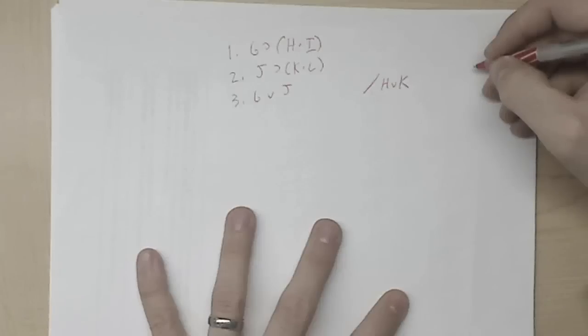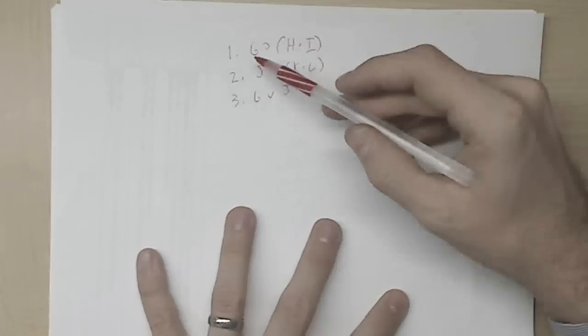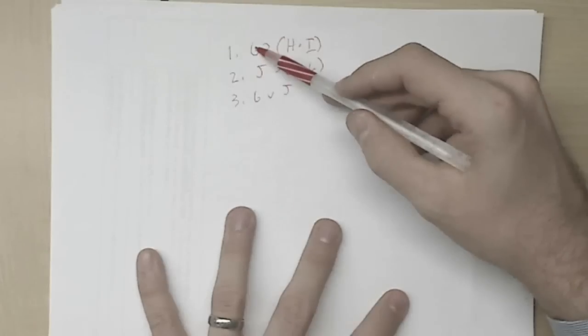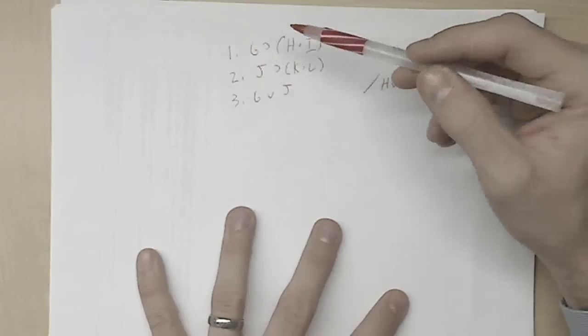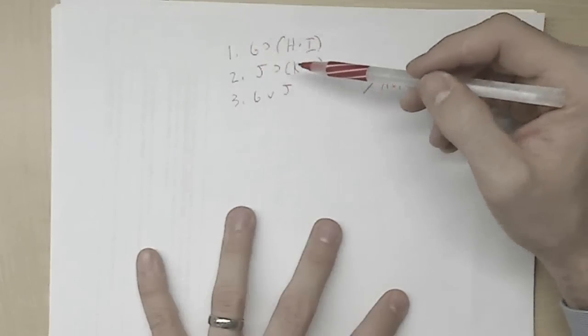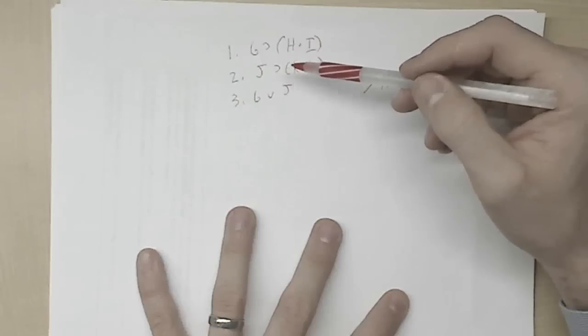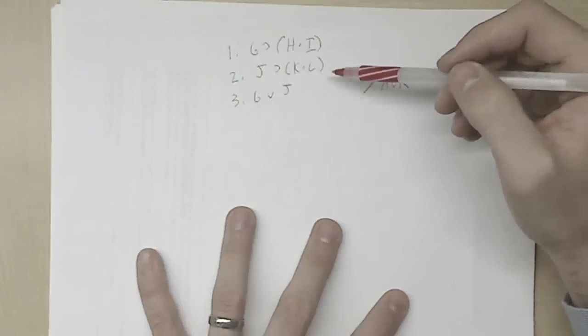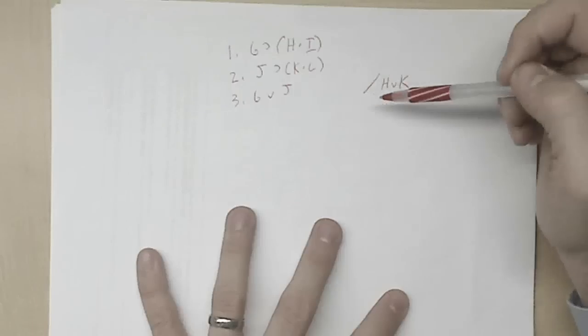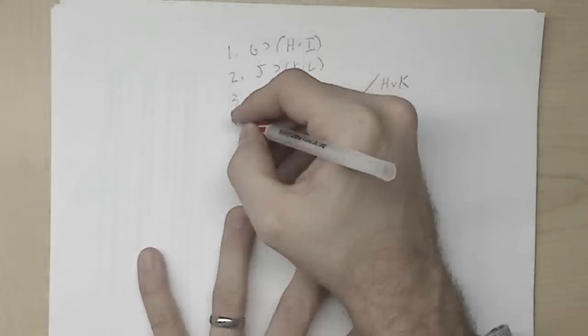Well, let's start off with this. Let's imagine I just assume G. If I could get if G then H and then if J then K, right? I might be able to build up a constructive dilemma, perhaps. So let's see if we can do that. Let's just run through it here.